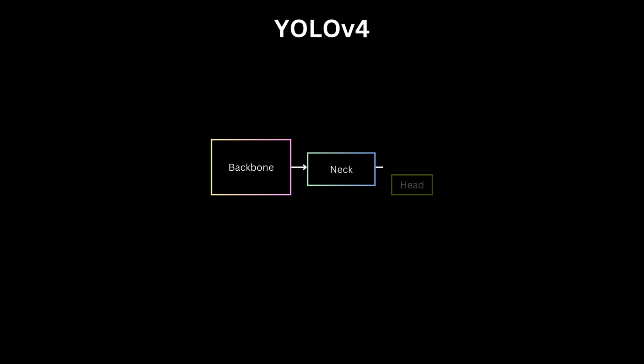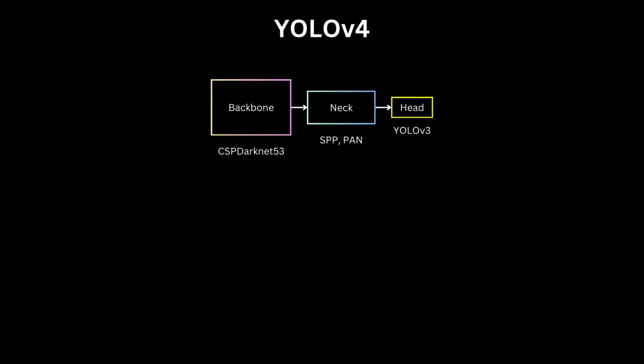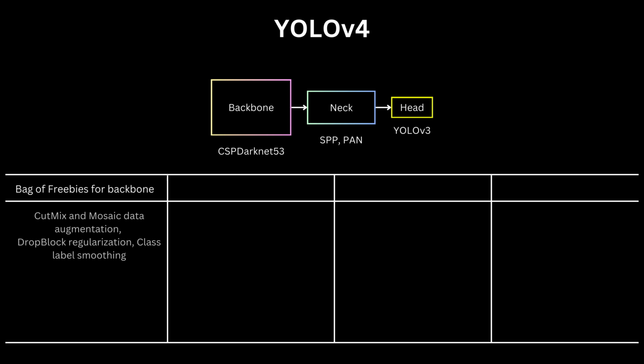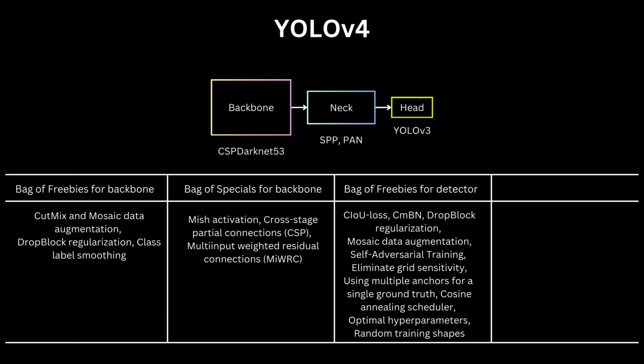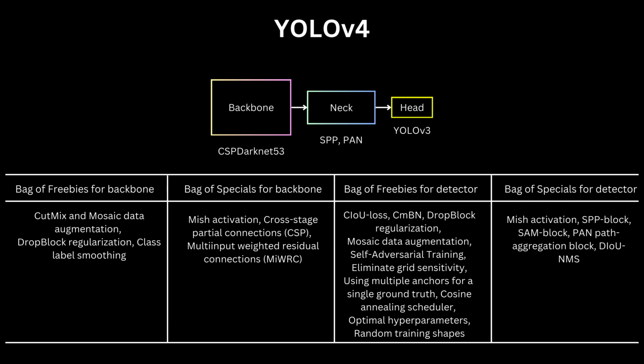For YOLO v4, after lots of experiments, the authors finalized with CSPDarknet53 as their backbone, neck comprising of Spatial Pyramid Pooling and Path Aggregation Network, and head is just same as YOLO v3. The authors also experimented with a whole bunch of features and techniques to reach the combination of features that ends up with the best detector, which they group into bag of freebies and bag of specials.